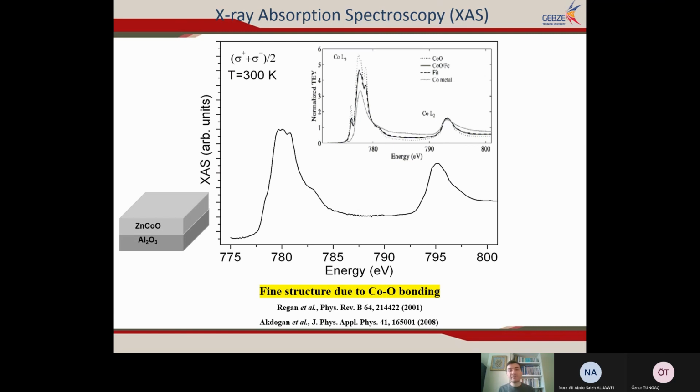But by using these methods, by using the TEY method, the fluorescence yield method, the transmission method, you can also carry out X-ray absorption spectroscopy experiments, and you can get the structural data of the material. You can get the information about the structure of the material. So by using the same method, you can get information about the magnetic properties of the material, but by using X-ray absorption spectroscopy, you can also get information about the structural properties of the material.